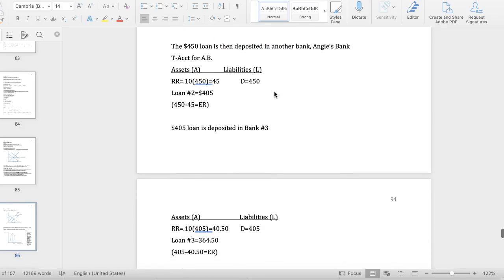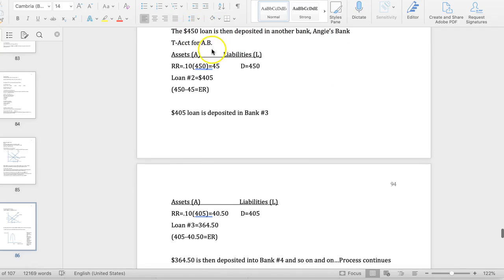Now that $450 loan that Thurman State Bank has loaned out, whoever it is loaned to is going to deposit that in another bank, Angie's Bank. So here's the T account for Angie's Bank. We've got that deposit, $450, which was loaned out from the first bank. We know that 10% of that is required reserves. So 10% of $450 is $45. The rest of that, which is $450 minus $45, is $405. That's going to be loaned out because that is excess reserves. So now a second loan goes out into the banking system for $405.